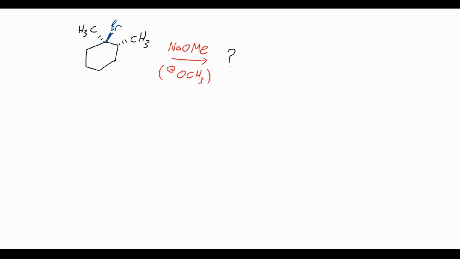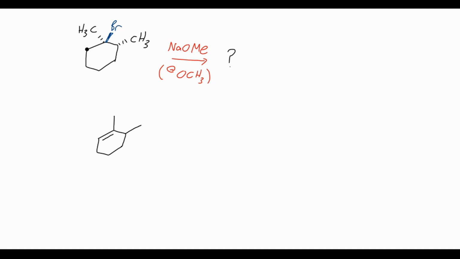We know that in order for an E2 reaction to happen, we have to be able to pull off a hydrogen from the carbon adjacent to the leaving group carbon. Okay, so which hydrogens can we pull off in this molecule? Well, we could imagine pulling off the hydrogen here. I will draw that in black, and then that would produce this product that I'll also draw in black with the double bond between these two carbons here.